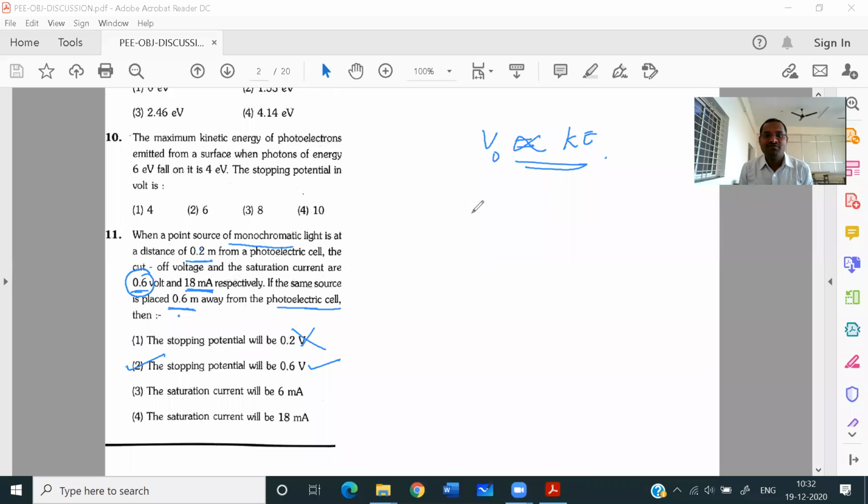And the photoelectric current depends upon the intensity of light only. Because this is 2 meter distance and this is 6 meter distance, we can't guess whether it is 6 milliampere or 80 milliamperes. So only the second option is correct. I hope you understand it very clearly. Clear, students? Only 22 came this time, 25 were there previously. So the 11th is over.